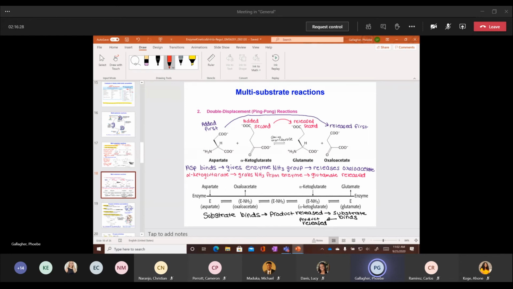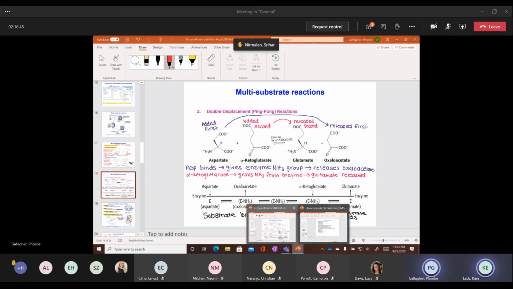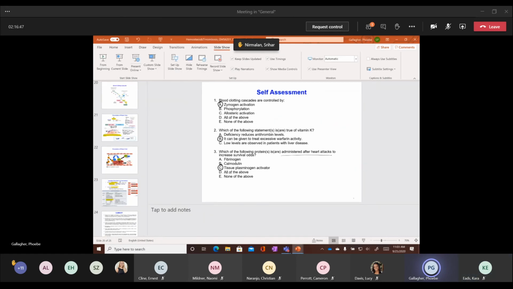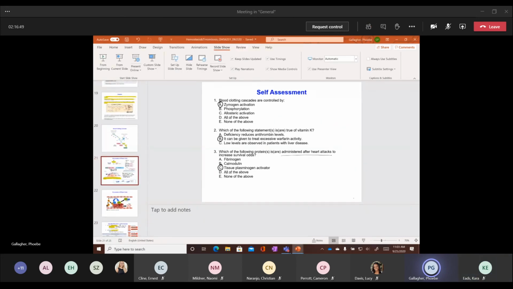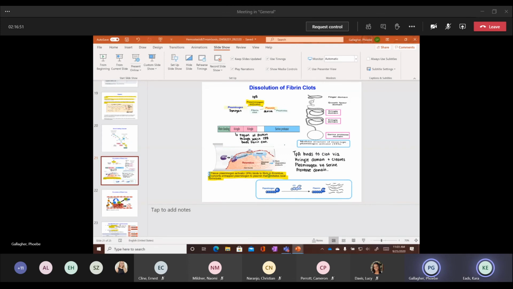Any other questions, guys? I'll probably stick around for maybe 2 more minutes. Phoebe, can you go over the dissolution of fibrin clots again? Yeah, so the TPA thing. Is it this slide? Yes. Okay.